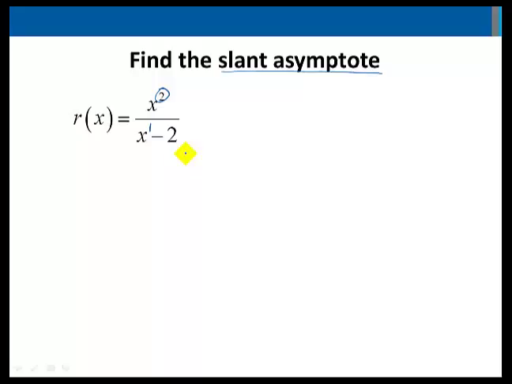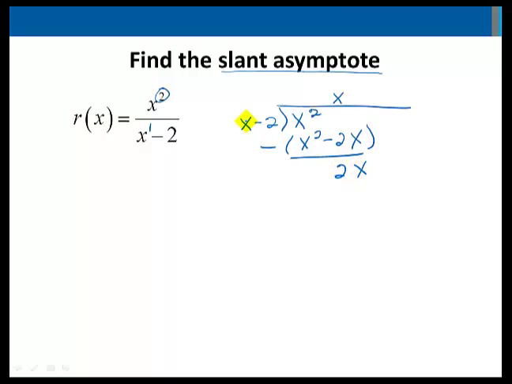To find the slant asymptote, I'll use long division here. I'll divide x squared by x minus 2. So x into x squared goes x times x minus 2 is x squared minus 2x. Subtracting, I get 2x. X goes into 2x 2 times. 2 times x minus 2 is 2x minus 4, giving us a remainder of 4.